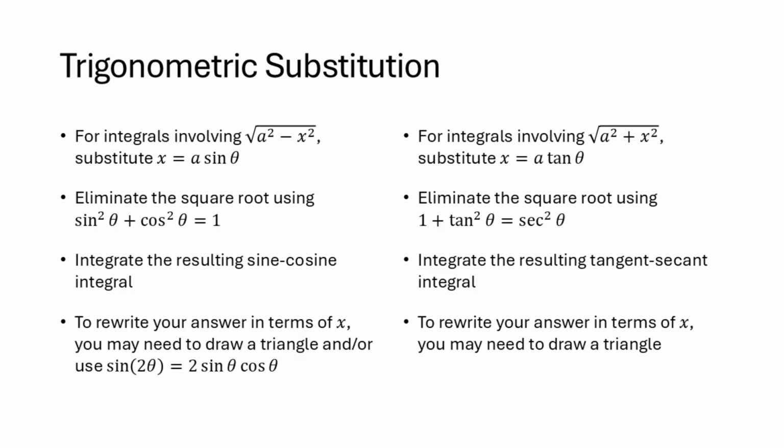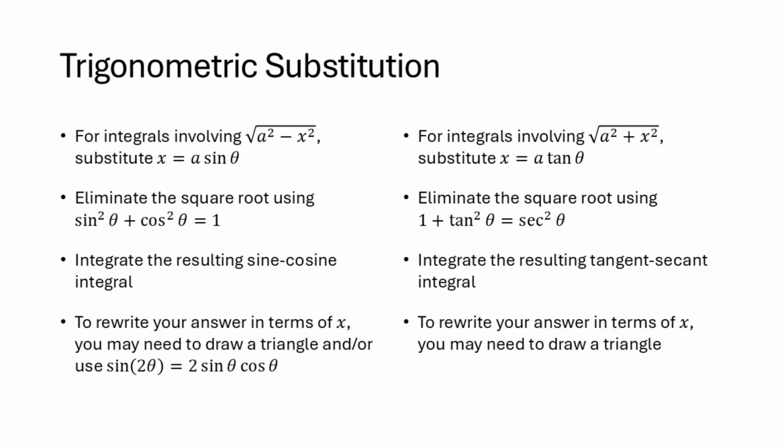We also have trigonometric substitution that we talked about in Calc 2. If we have integrals involving the square root of a squared minus x squared, we're going to substitute x equals a sine theta. That will give us an integral involving sines and cosines, which we can evaluate using the techniques that we talked about earlier. And in order to rewrite our final answer in terms of x, we may need to draw a triangle or use the identity that sine of 2 theta equals 2 sine theta cosine theta.